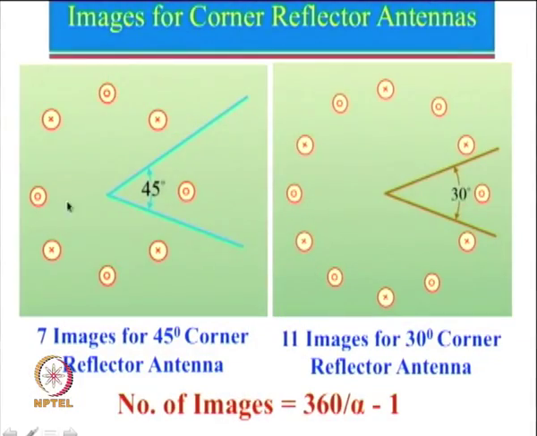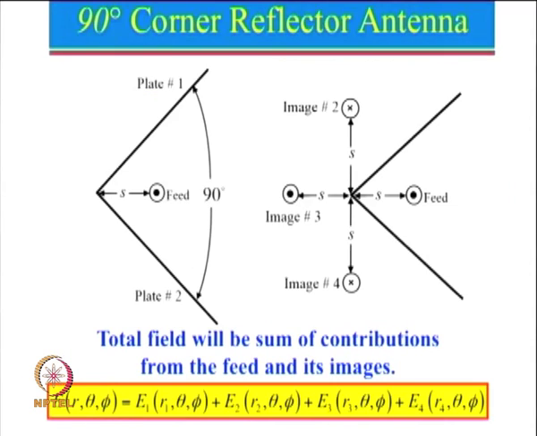Now, let us see the derivation of these, how we can calculate the radiation pattern. We will start with an example of a 90 degree corner reflector. We have a plate 1, we have a plate 2, and here is a feed. You can see here there is a 90 degree angle. For this case we had seen that there are 3 images. Even though there are 3 images, we have numbered them as number 2, 3, 4. The only reason is that the feed has been given number 1. So, there will be 1, 2, 3, 4 elements.